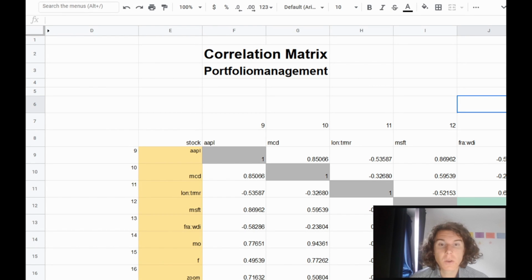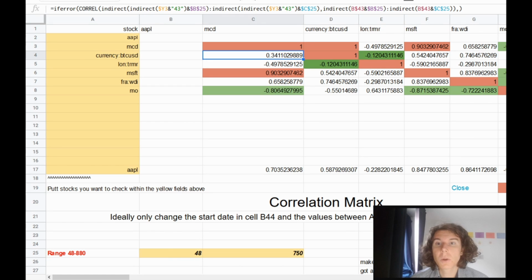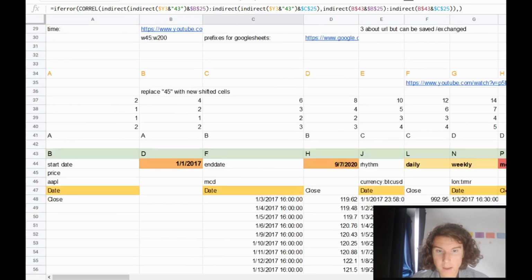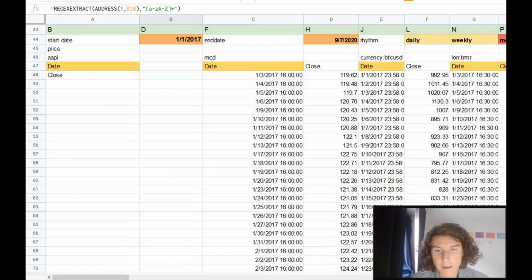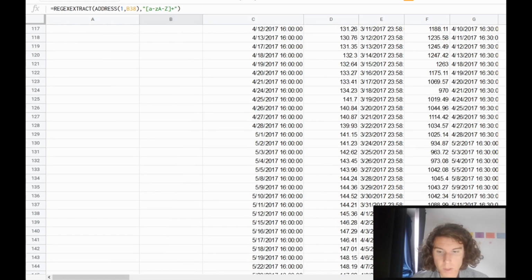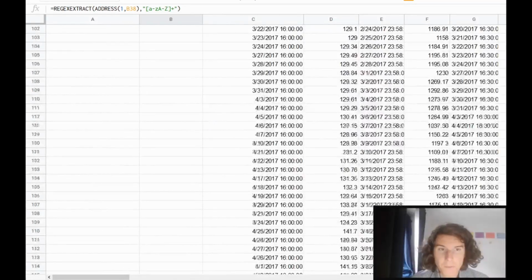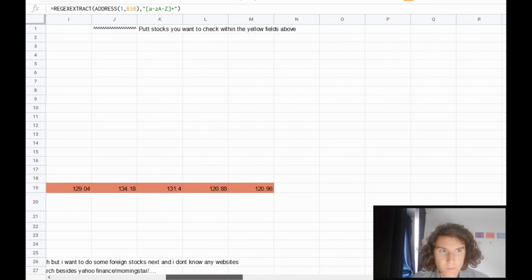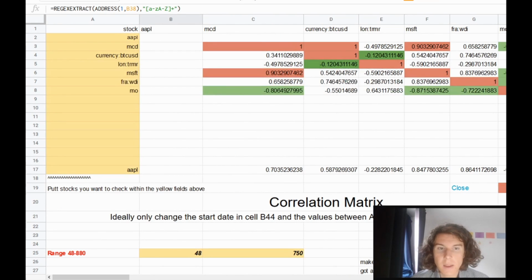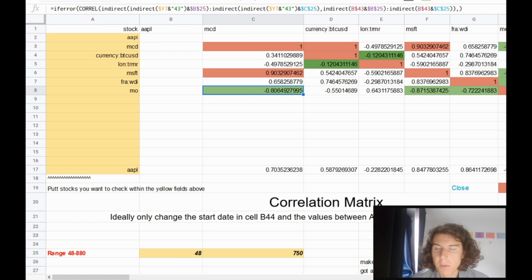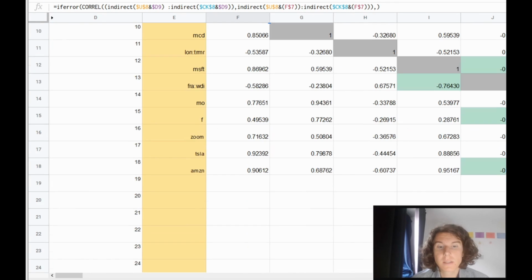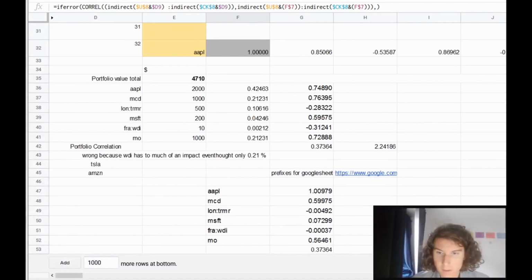In this video I wanted to improve my old correlation metrics, and it's part of the portfolio management tools. The old one looked like this, and it needed all of these letters and was very cluttered, and it was difficult to copy paste. And these were the formulas, and the new one looks like this, and it's way cleaner.